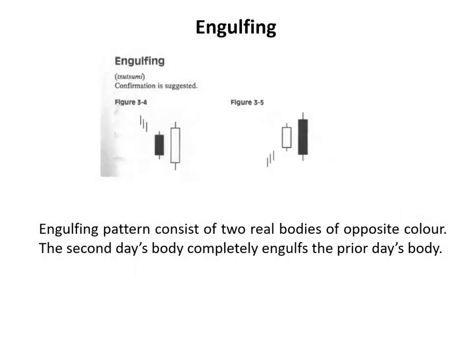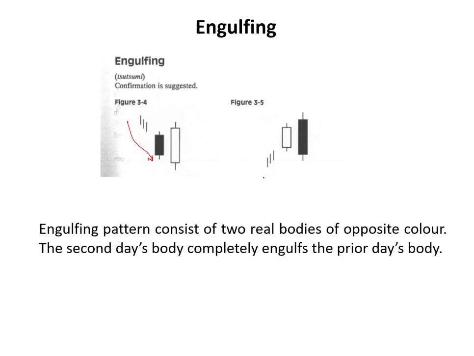Now the next pattern, engulfing. As the words suggest, the engulfing pattern consists of two real bodies of opposite color. The second day's body completely engulfs the prior day's body. So here you can see there was a downtrend in the market, and then there was a big black body. But the very next day, the prices open slightly lower, but they keep pushing up, and the whole white body appears, which is actually bigger than the previous day's black body.